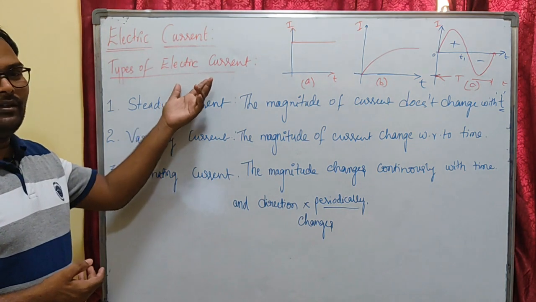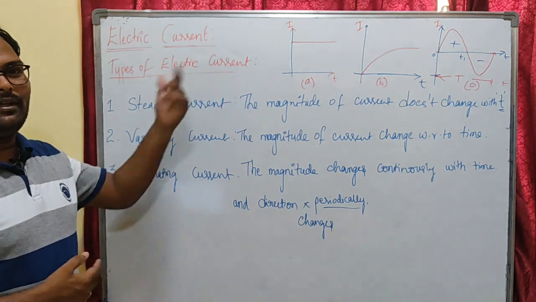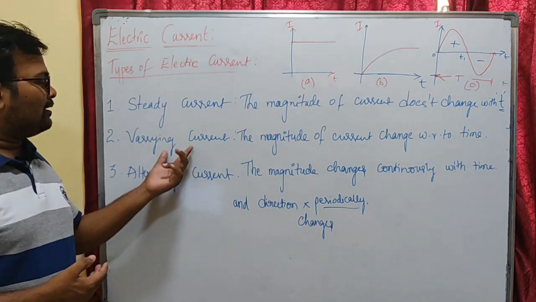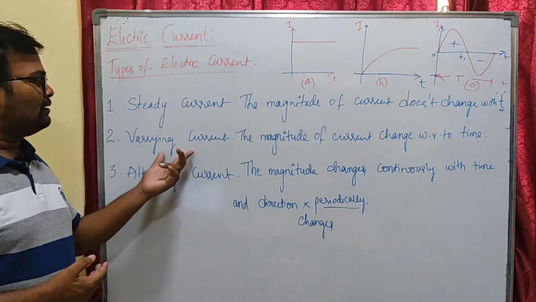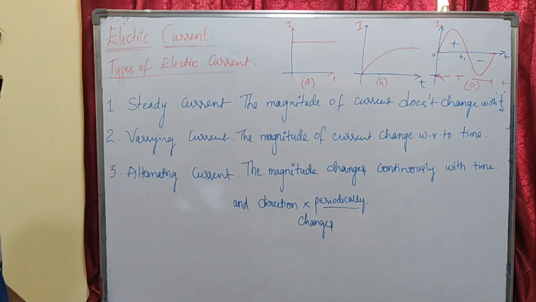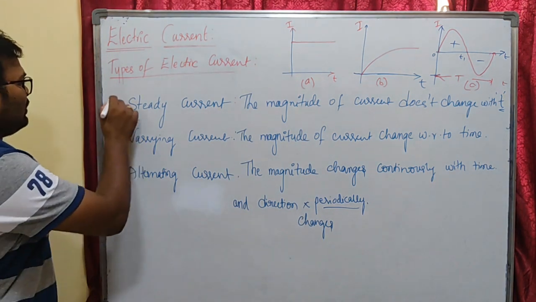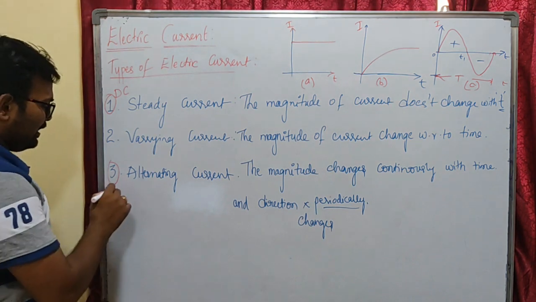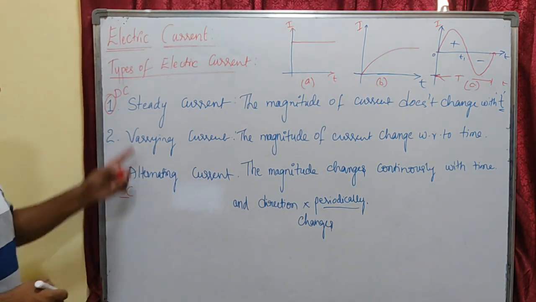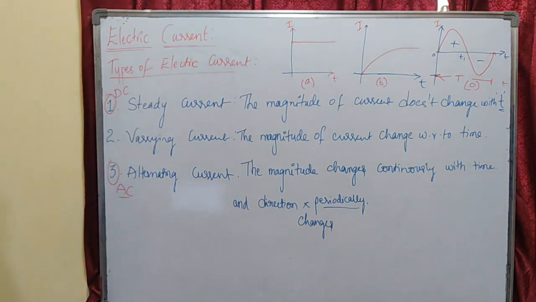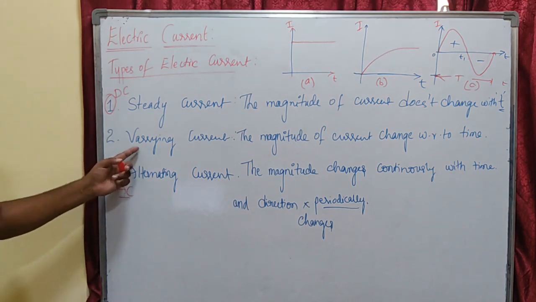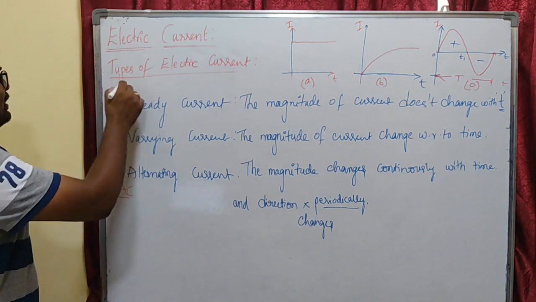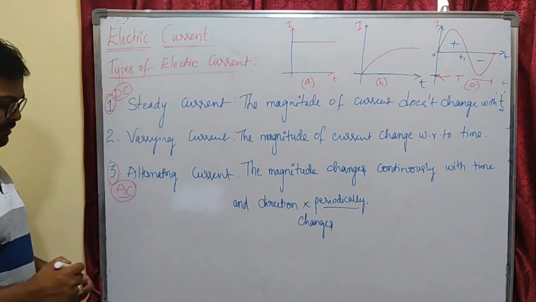Electric current is a directed flow of free electrons, and there are three types of currents here. One is steady current, the second one is varying current, and the third one is alternating current. So these two are the important ones here. Mostly this current is called DC current and this current is called AC current. This is direct current and this is alternating current. So you can remember that steady current and alternating current are important. Steady current is also called DC current, alternating current is also called AC current.